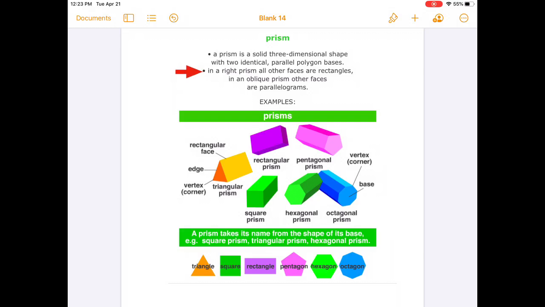Now going back up here real quick, in a right prism, and honestly we're only going to be dealing with right prisms. We're not going to talk about oblique prisms. A right prism, all the other faces are rectangles. So you see the three other faces of this triangular prism are rectangles. Obviously everything in a rectangular prism are rectangles, but all the other sides in a pentagonal prism are rectangles. And this is where we have to be very careful in identifying the bases, because even though this rectangle and the rectangle right next to it are probably congruent to each other, they are not parallel. All right, so because they are not parallel, this is not a rectangular prism, this is a pentagonal prism.